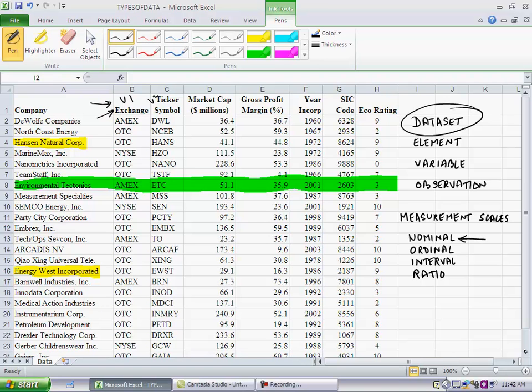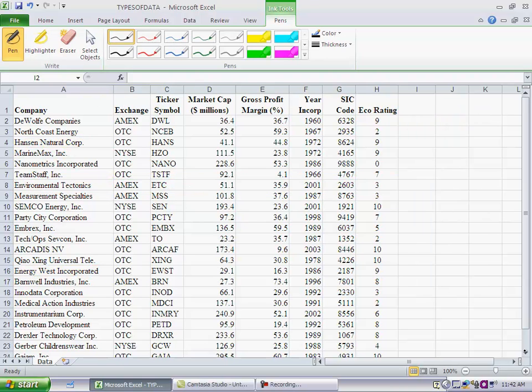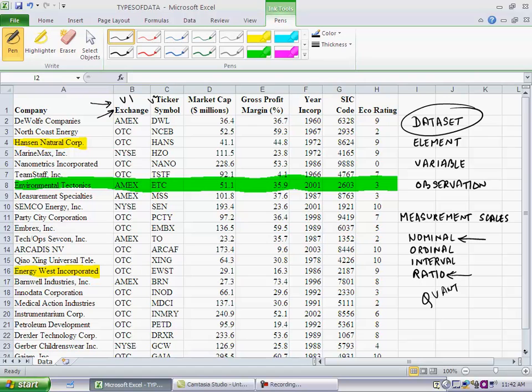And then at the other extreme, you have what are called ratio scale data. These are quantitative data. So data can be either qualitative or quantitative. And the quantitative data, just remember that underlying all quantitative data is that it reflects some kind of magnitude, how much, how many. So if you look at market capitalization over here, you can see capitalization in millions of dollars. So it represents a magnitude.